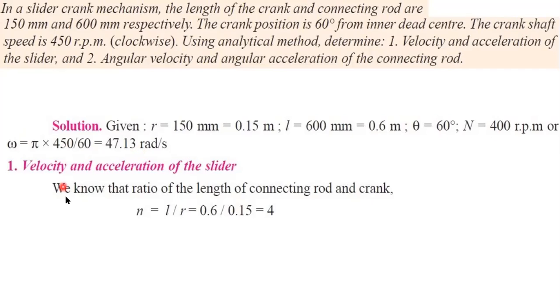First, using the analytical method, determine the velocity and acceleration of the slider. The slider is the piston, right? So calculate the velocity and acceleration of the slider. And second, the angular velocity and angular acceleration of the connecting rod. So in total we require 4 formulas, and all 4 formulas we derived, so just take the final result alone. n is equal to L by R, where L is the connecting rod length and R is the crank radius. You will get a value of 4.